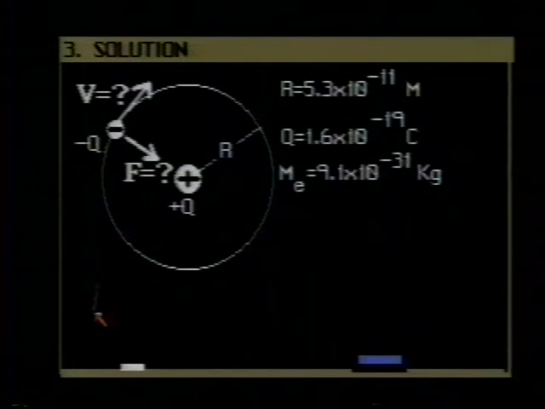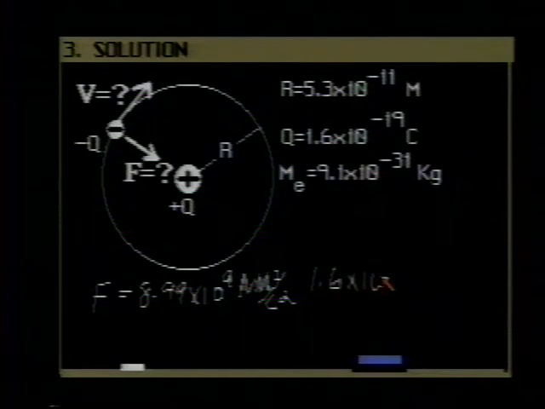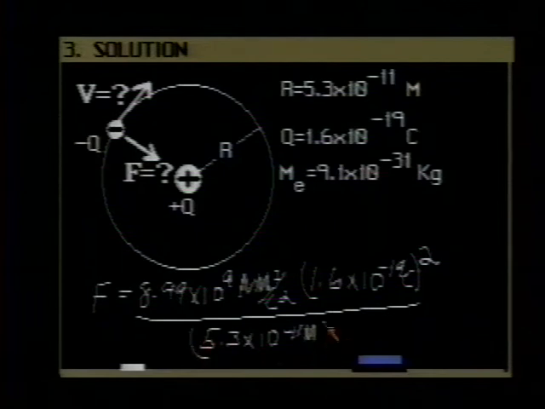So we can write that the magnitude of F is equal to K, which is 8.99 times 10 to the 9th newton meters squared per coulomb squared, multiplied by the product of the charges. The charge on each is 1.6 times 10 to the minus 19 coulombs, so we simply have to square that. Divide this by the distance between the centers, 5.3 times 10 to the minus 11 meters, that quantity squared.